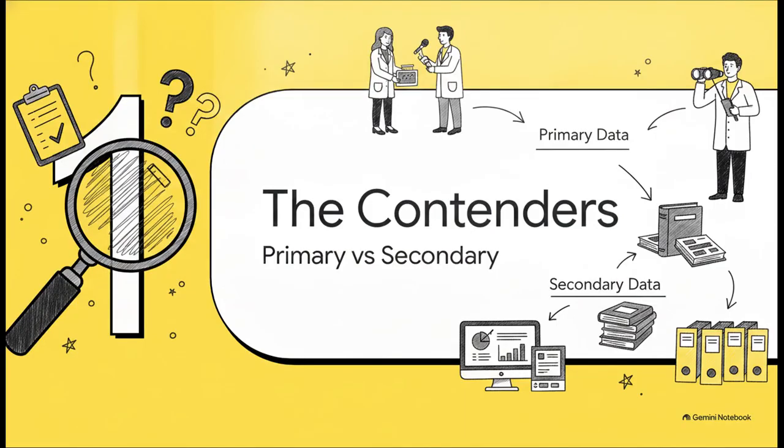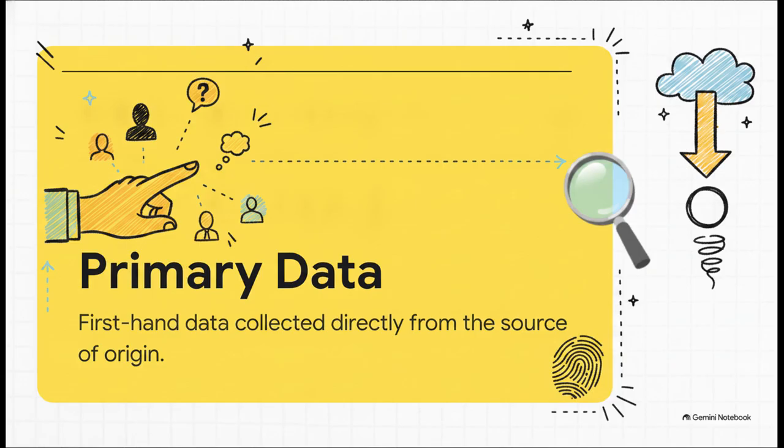Section 1. The contenders. Primary versus secondary data. Let's kick things off with primary data. This is data collected by the investigator themselves, straight from the individual respondents, specifically for a brand new study. The famous statistician Wessel actually hit the nail on the head when he said that data originally collected in the process of investigation are known as primary data.